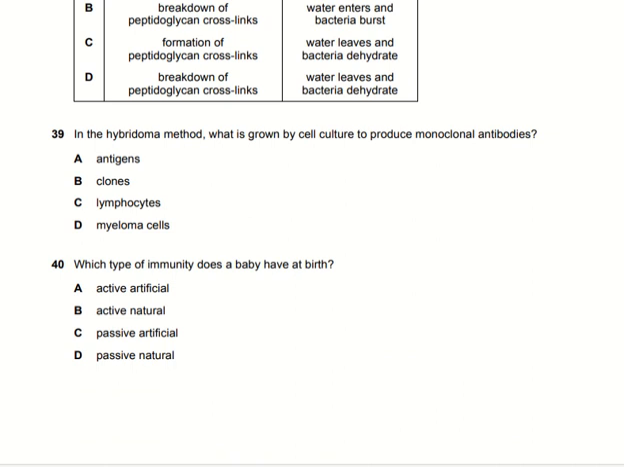In the hybridoma method, what is grown by the cell culture to produce monoclonal antibodies? So we have to produce monoclonal antibodies in the cells. So we have to gather a large amount of clones, so that the monoclonal antibodies can be separated or extracted from these clones. So we require to produce the clones here.